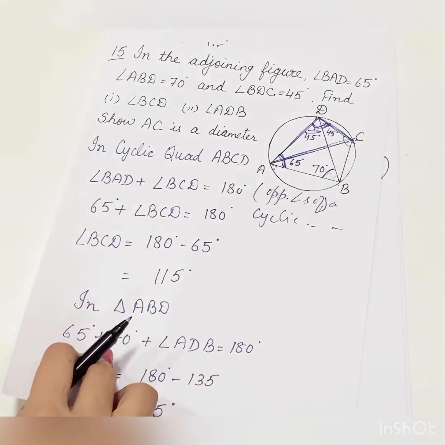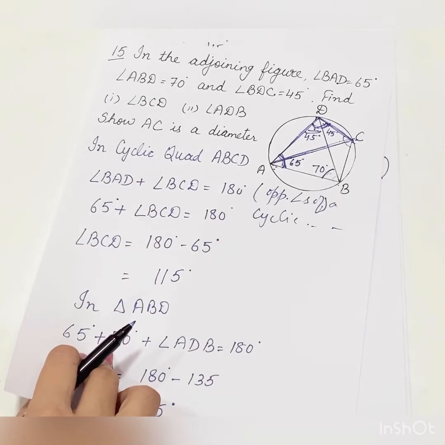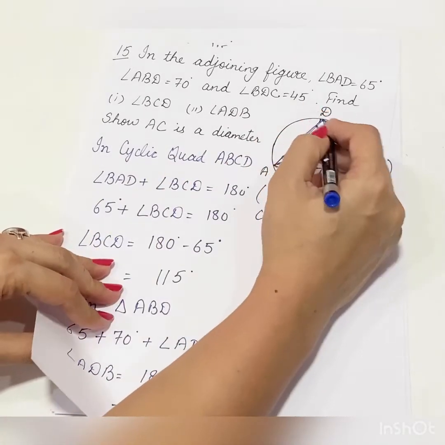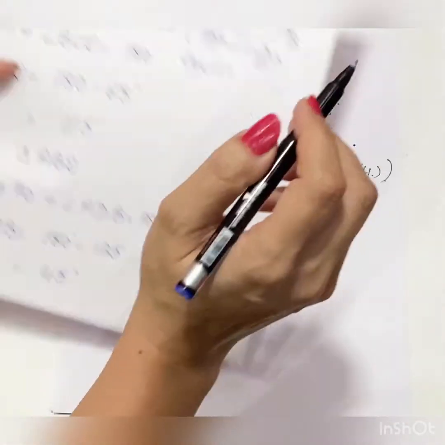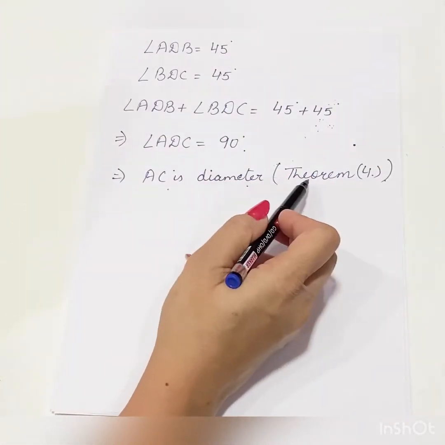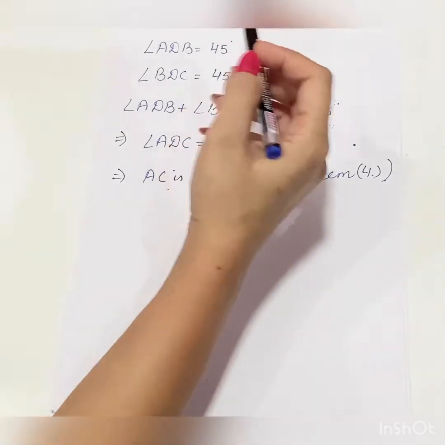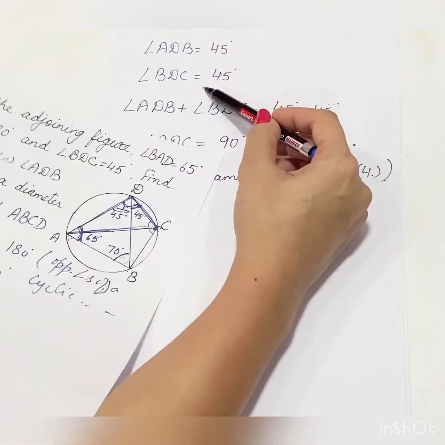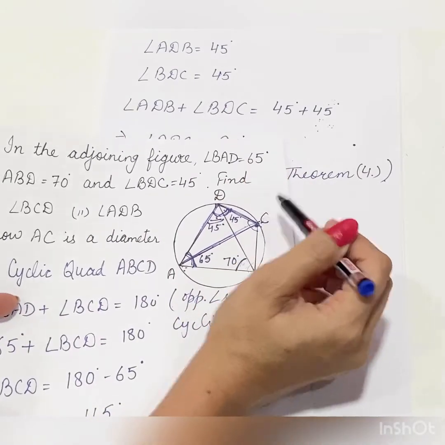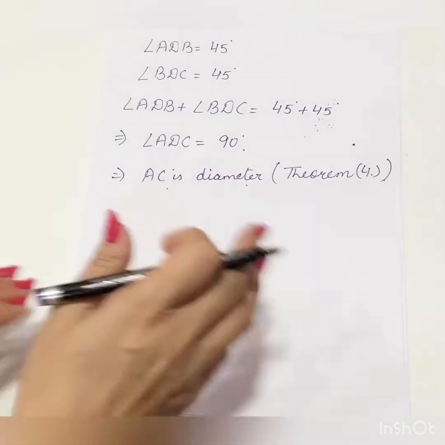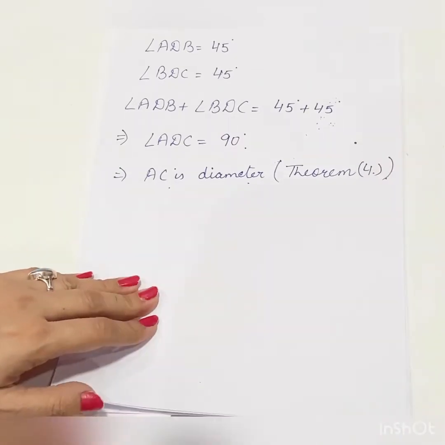And we have the theorem that if a chord or an arc subtends 90 degrees at the circumference, then that chord is a diameter, right? So AC is a diameter. Here I have given theorem 4. We have angle ADB 45, BDC 45. So their sum is equal to 90 degrees. Angle ADC comes out to be 90 degrees. This implies AC is a diameter.